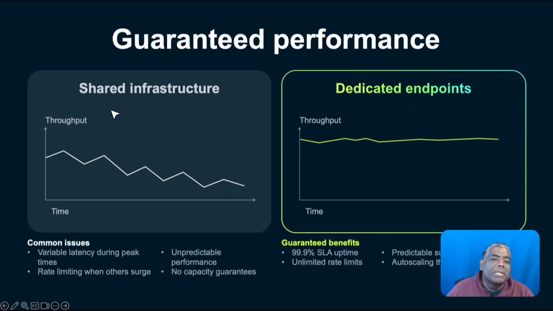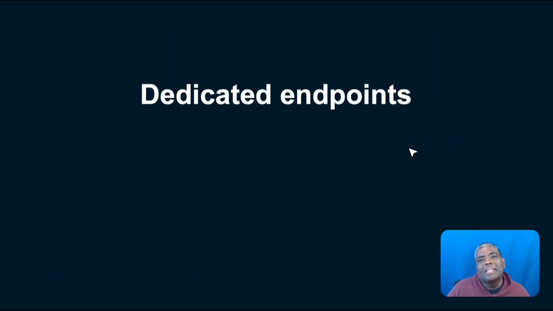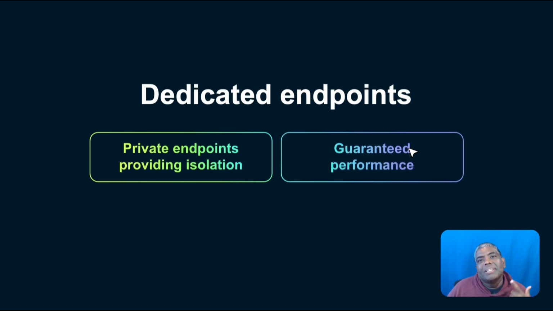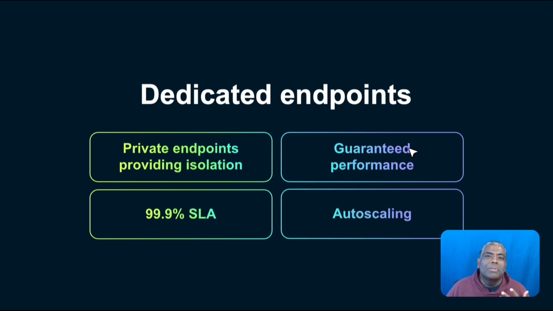If you compare to a shared infrastructure, you see the throughput is fluctuating. You could be rate limited, throttled down. But with dedicated endpoints, you see the throughput staying steady. As the traffic goes up and down, we will handle it automatically. To summarize, dedicated endpoints are your personal endpoints, giving you excellent isolation, guaranteed performance, a 3-9 uptime guarantee, and we handle all the scale.